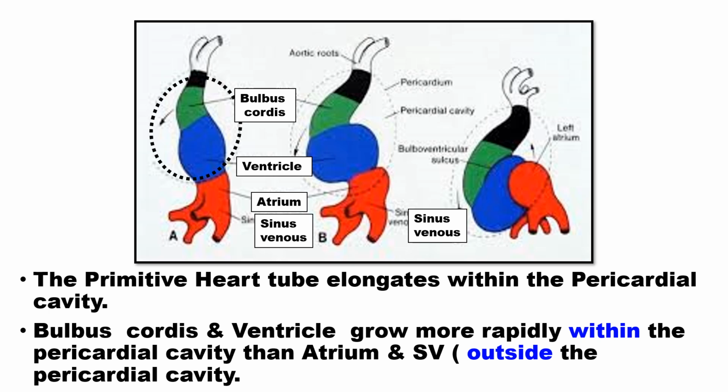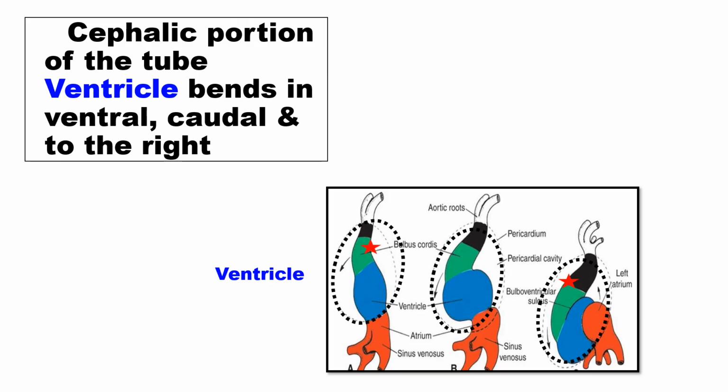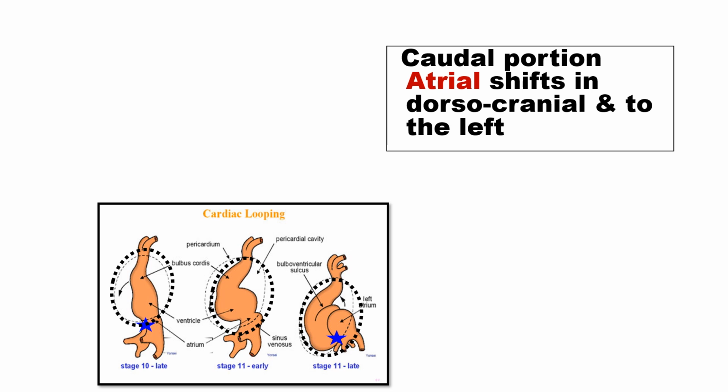The primitive heart tube elongates within the pericardial cavity. Bulbus cordis and the ventricles grow more rapidly within the pericardial cavity than the atrium and sinus venosus, which are outside the pericardial cavity. The cephalic portion of the tube, that is the ventricles, bends ventrally, caudally and to the right. The caudal portion, that is the atria, shifts dorsally, cranially and to the left.